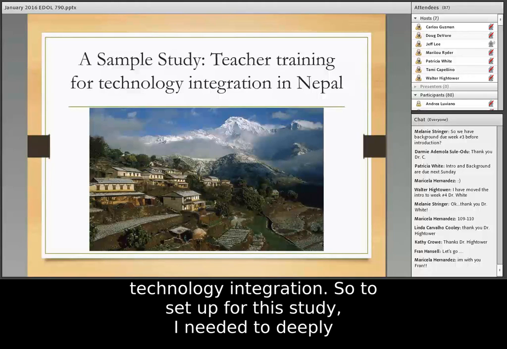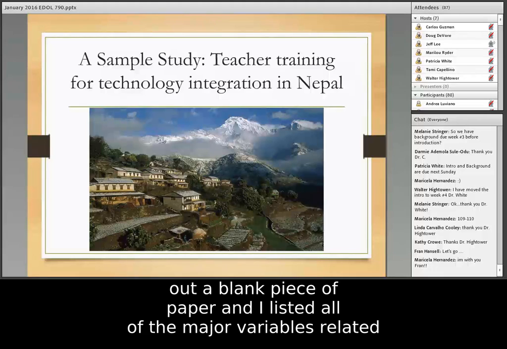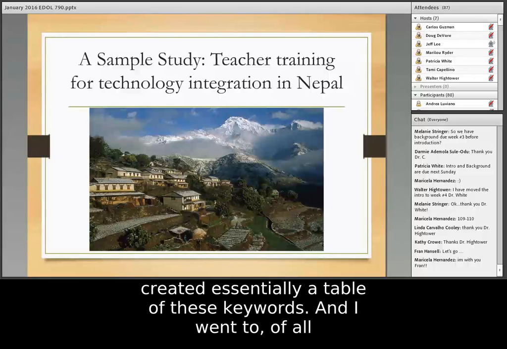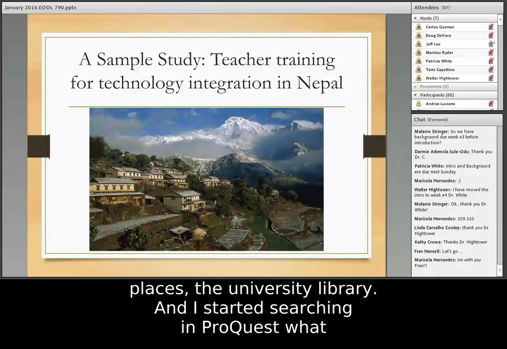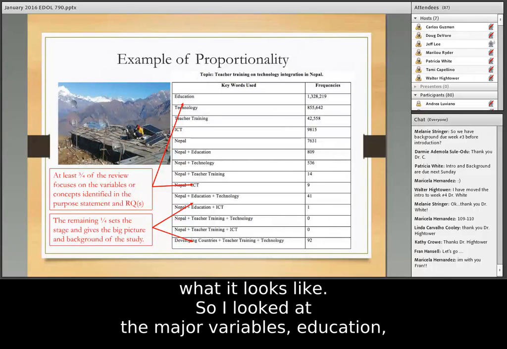So to set up for this study, I needed to deeply understand the literature that surrounds my study, you see. So I basically took out a blank piece of paper and I listed all of the major variables related to my study. Variables or keywords, however you want to look at it, but I created essentially a table of these keywords. And I went to, of all places, the university library, and I started searching in ProQuest what the landscape of that literature looks like. And let me just show you what it looks like.